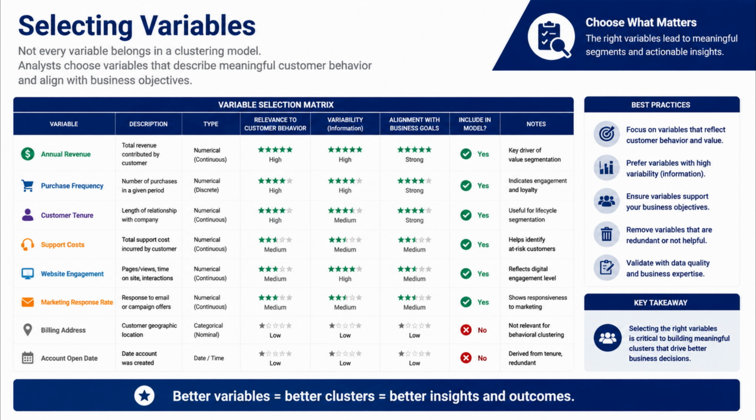Section 13. Selecting variables. Not every variable belongs in a clustering model. Analysts choose variables that describe meaningful customer behavior and align with business objectives. Including irrelevant variables can dilute important patterns and reduce the usefulness of the results. The goal is to select variables that help distinguish one customer group from another in meaningful ways.